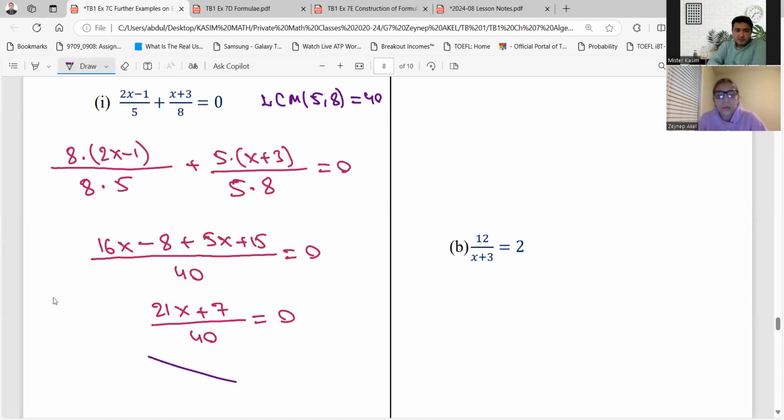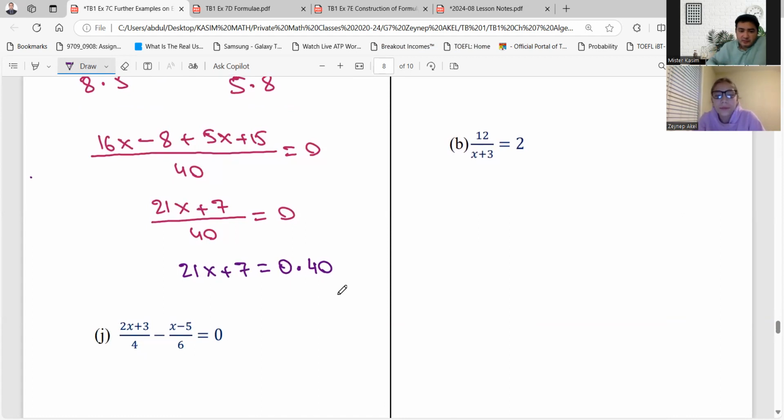I don't like it. So now we end up with something divided by something equals 0, right? You know how to move this to the right-hand side. So here we have 21x plus 7 is equal to 0 times 40. What is 0 times 40? 0. And you know how to solve this equation, right? What is x here? Negative 7 divided by 21, which is equal to, both numbers are divisible by 7, negative 1 over 3.